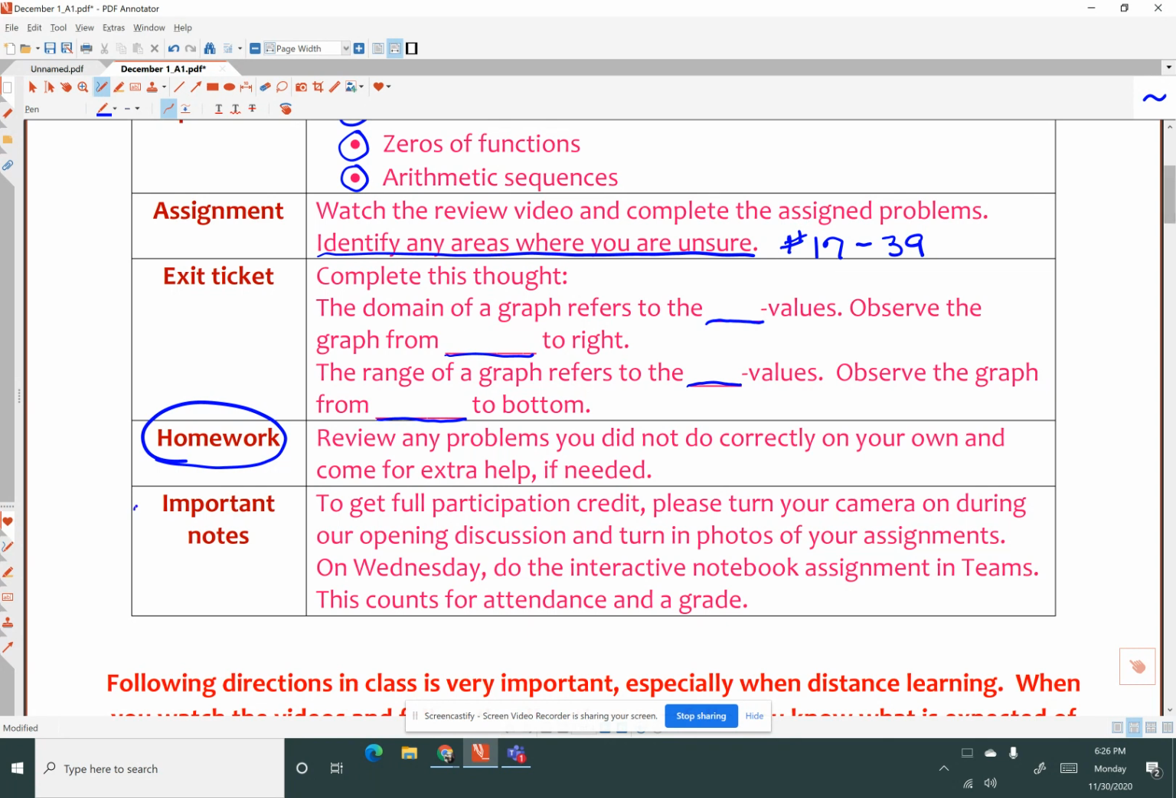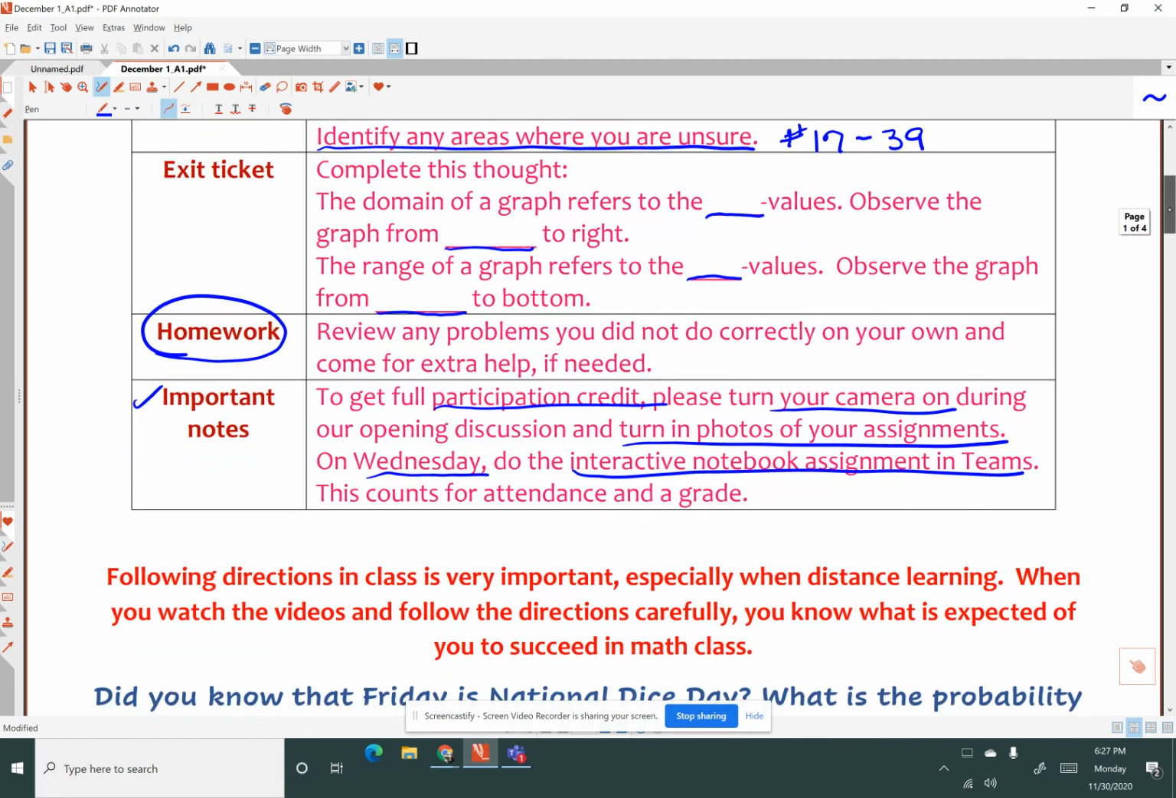Thursday. Remember, to get full participation credit, please turn on your camera during our opening discussion and also turn in photos of your assignments. You do not need to turn in a photo of today's assignment because it is a review. Also, Wednesday, you might want to use that time to do the interactive notebook assignment in Teams. It's due late Thursday, as is your homeworks. You're turning in your homeworks.